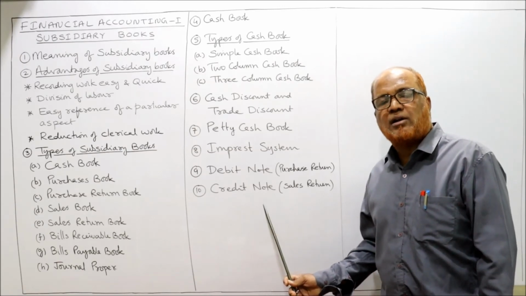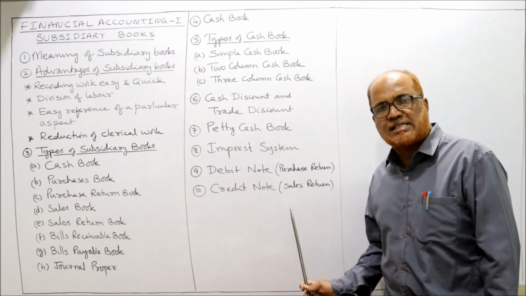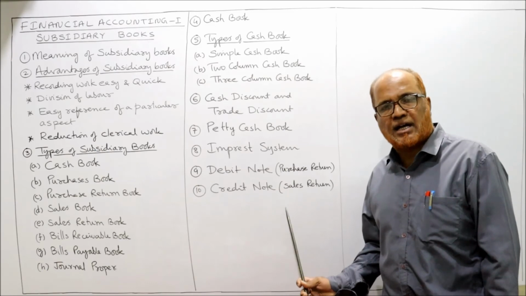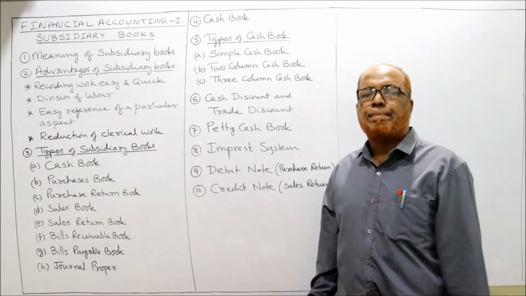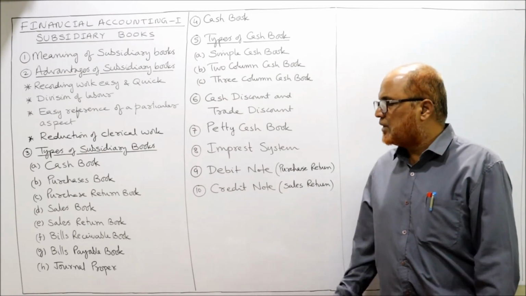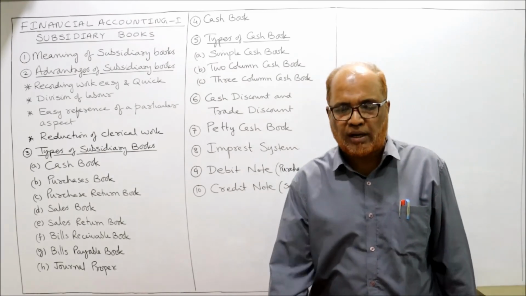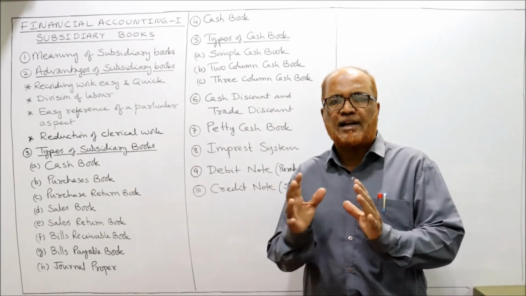So it's a document which is prepared at the time of sales return when goods are returned by the customer, and this document will give you the details regarding the sales return. That's it. So this is the complete theory regarding subsidiary books.